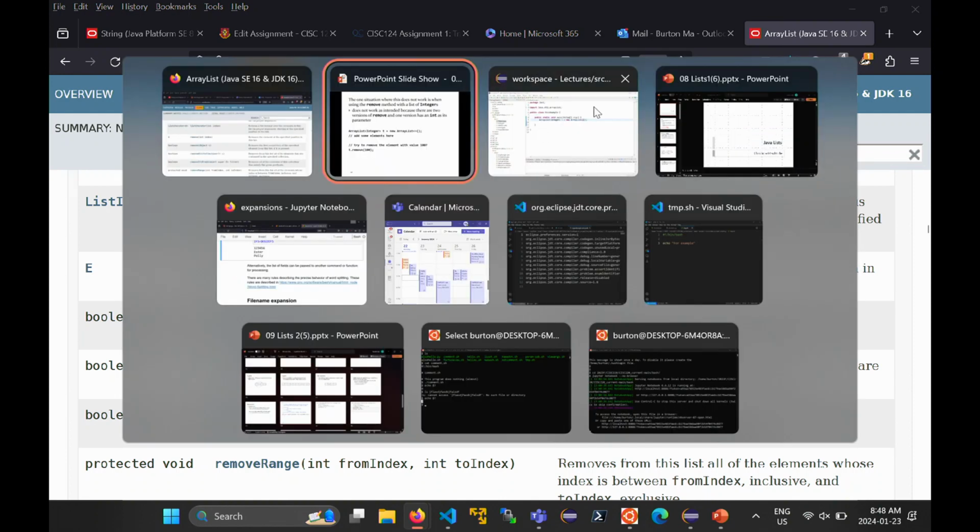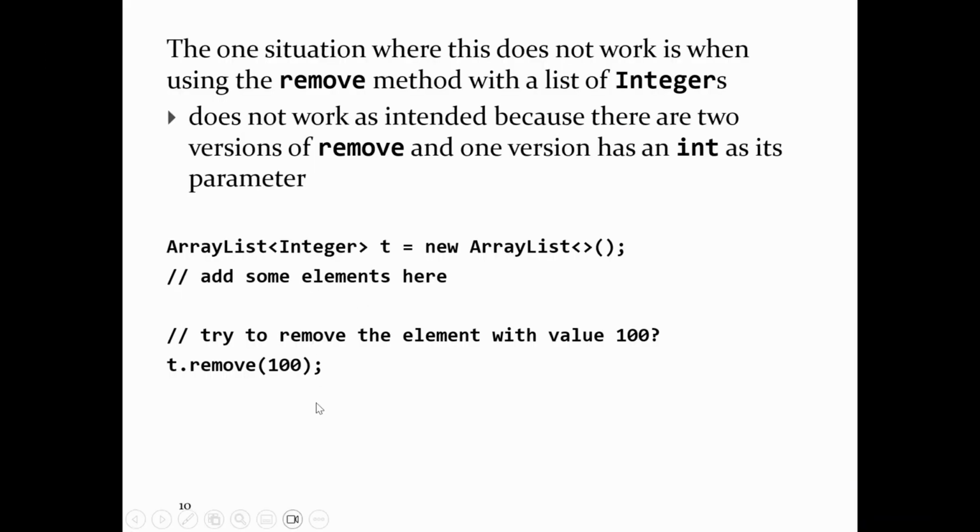So the problem here is, suppose I add a bunch of elements to the list, and I realize I want to take out the element whose value is 100. So you call remove, passing in the value 100. You have to remember that that's going to call the version of remove that assumes that 100 is an index. So it's not going to remove the element whose value is 100 from the list. It's going to remove the 101st element, which may not be what you want.